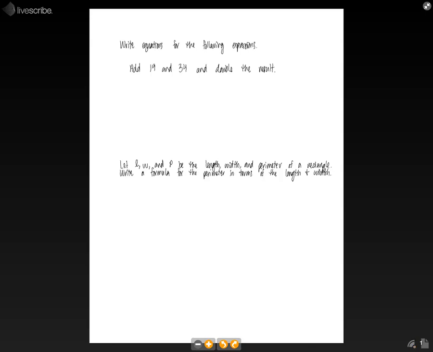In this lesson, we are going to talk about how to develop equations based off of a word problem. And so we're going to write out equations for the following expressions. The first one says add 19 and 34 and then double the result. So we can see that there's kind of two parts to this problem. There's the add 19 and 34 and then there's the double the result.